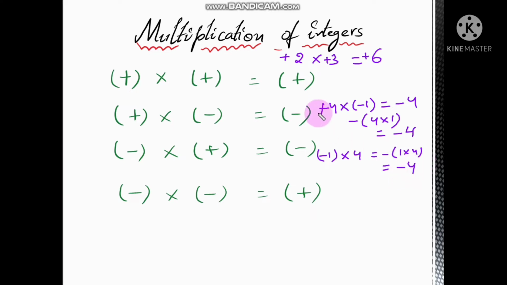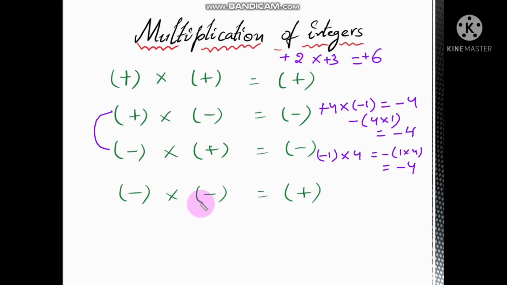So here both of them were equal. So positive multiplied by a negative is similar to negative multiplied by a positive. So in the two cases, we are getting negative as answer. Understood children? Let's see the next one.